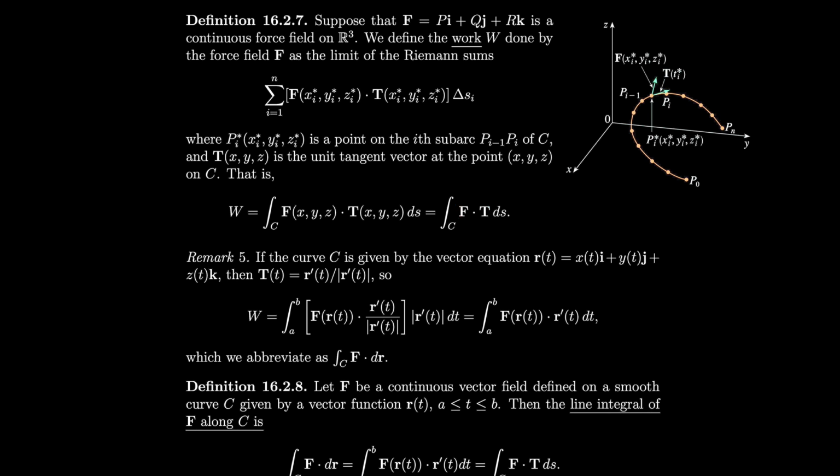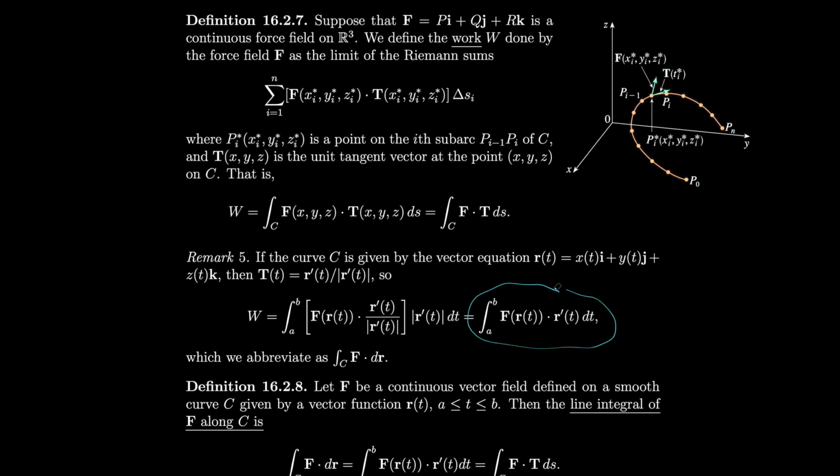So if the curve C is given by the vector equation r of t equals x of t i plus y of t j plus z of t k, then remember our unit tangent vector is r prime over its length. So that means that we can rewrite the work as the integral of F dotted with T, but we replace T with r prime over the length of r prime. Remember that ds was arc length. We had a more concise notation by writing the length of r prime of t dt, because that was what arc length was. So notice that it'll just cancel. So we can rewrite our work done as the dot product of F of r of t with r prime.